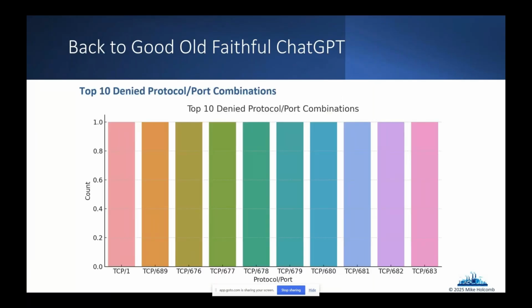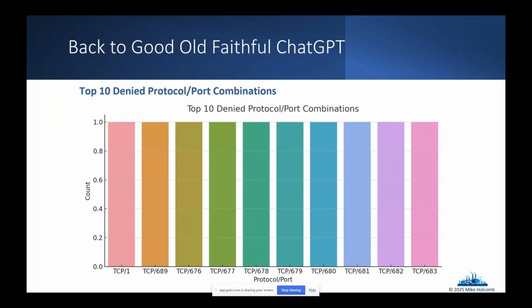So I decided to go back to ChatGPT and create a chart of blocked traffic. And in this case, it was looking through a firewall log. If you look, it sees blocked traffic on port 1689, 676, 677, 678, 679. So more than likely, this would indicate there's some type of port scan going on in the environment.